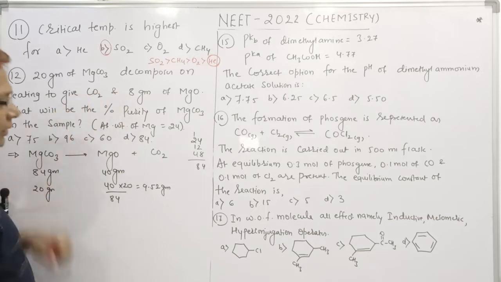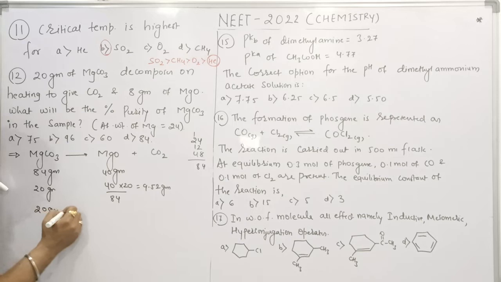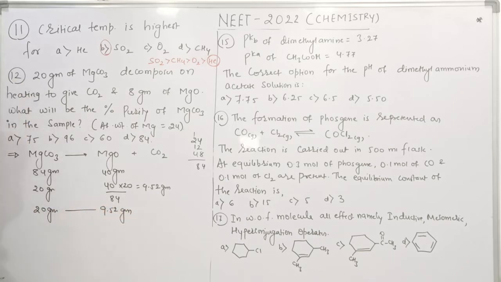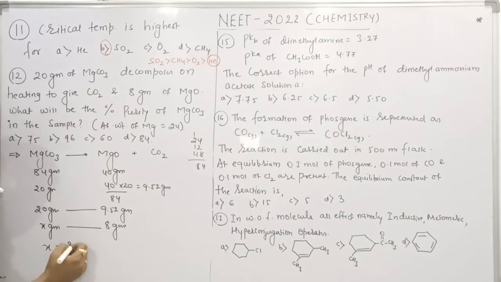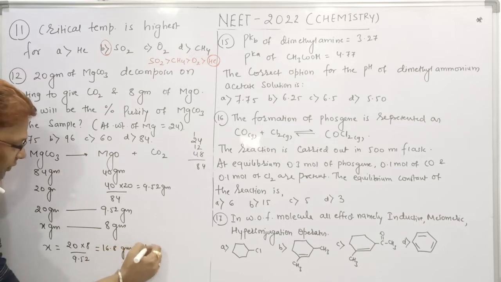But here they give 8 gram. So what to do? We have to say it this way: 20 gram of magnesium carbonate gives rise to 9.52 gram of magnesium oxide. If it is 8 gram of magnesium oxide, it must be x gram of magnesium carbonate. Do the cross multiplication here also. X is equal to 20 into 8 by 9.52, and if you solve it, we get 16.8 gram of magnesium carbonate.